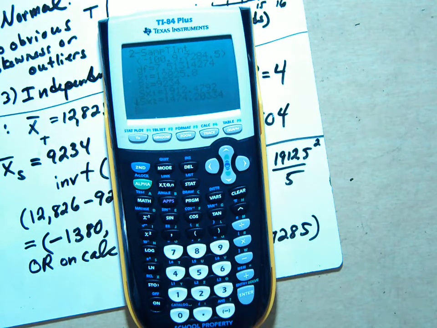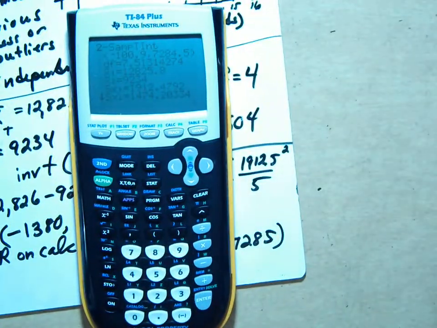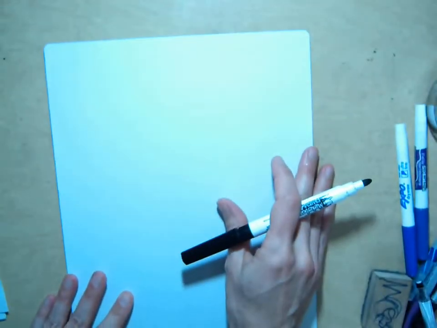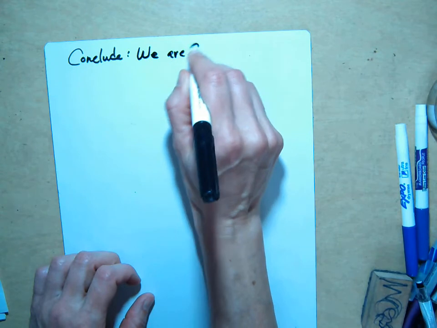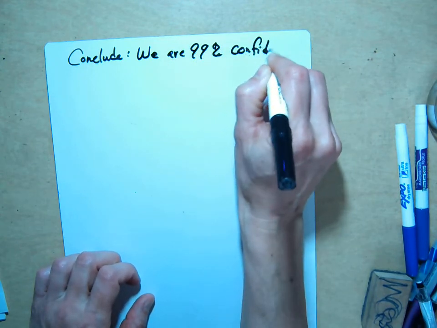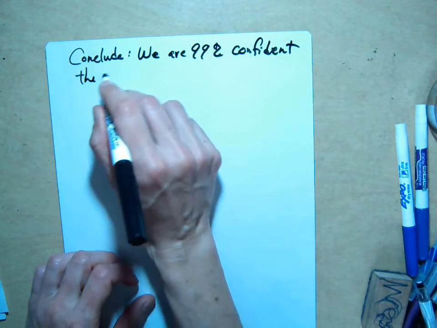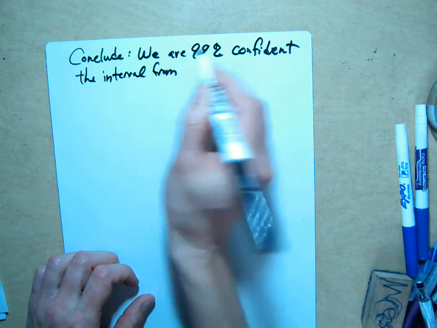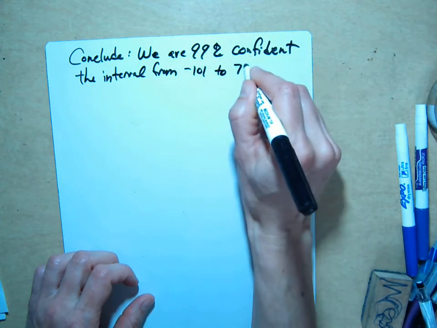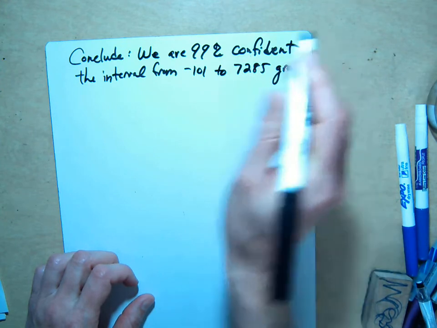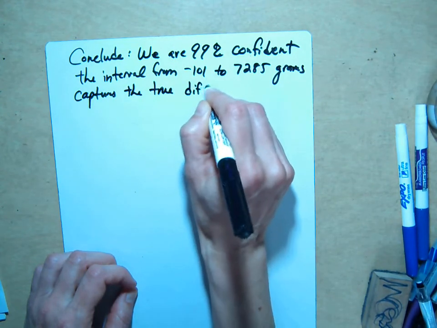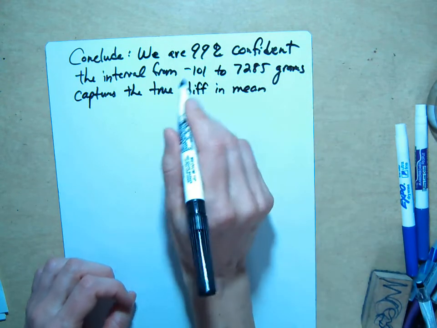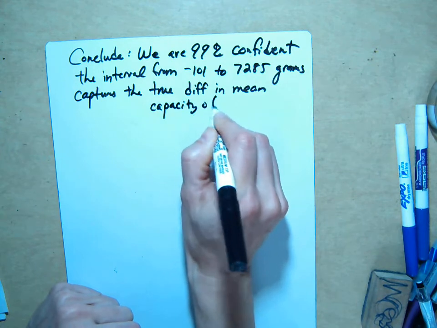So now let's do our conclusion in part B. So we conclude that we are 99% confident the interval from, we'll use the one from our calculator, negative 101 to 7285 grams, captures the true difference in mean capacity of the bags. Mean capacity, you have to put it in context.